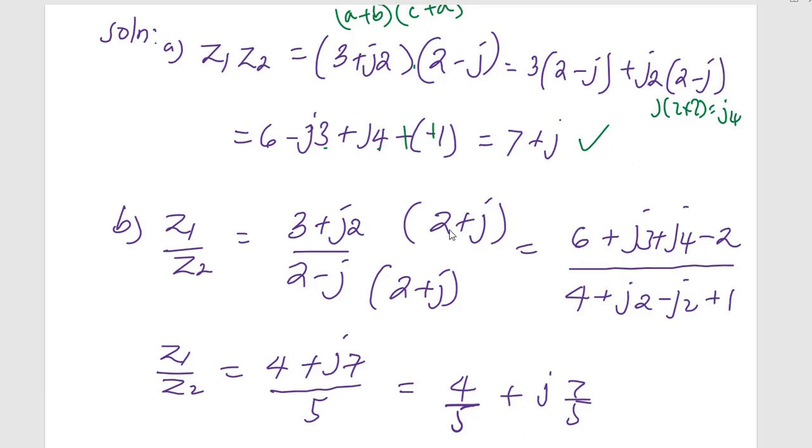I do the same thing upwards: 3 into this will be 6 plus 3j plus j2 times 2, that will be j4, plus j2 times j, that will be -1 times 2, and that will be -2. So this will be 6. This, when added, I get j7 or 7j. 6 minus 2 will be 4, divided by this, and that will go, so that I remain with 4 plus 1, which gives you 5. So at the end of the day, I have 4 out of 5 plus j, 7 out of 5.